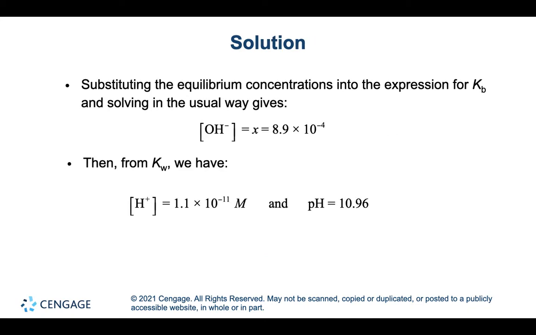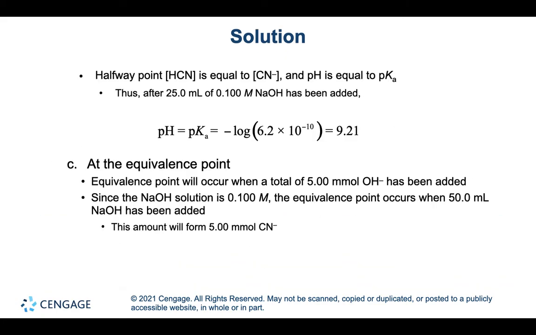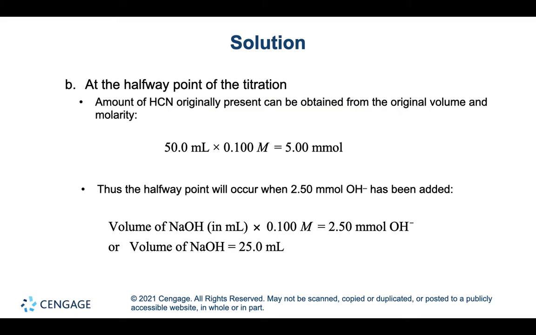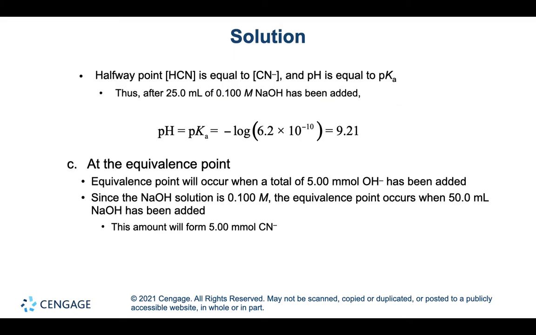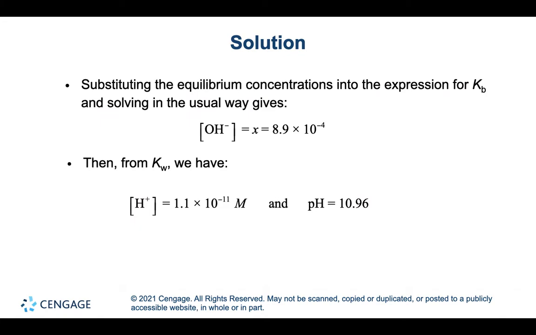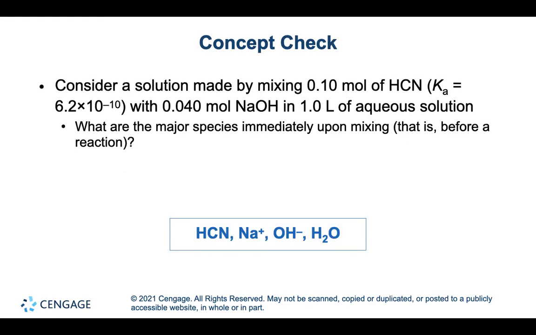So if we were to graph it, we would start out with the pH of the pure HCN. Then at 8 milliliters, we'd have the pH of 8.49. At the halfway point to 50 milliliters, so in other words, at 25 milliliters, our pH would be 9.21. At the equivalence point, 50 milliliters, our pH would be 10.96. And then later on, the pH would rise until it was approximately 13, which is the pH of the pure sodium hydroxide.